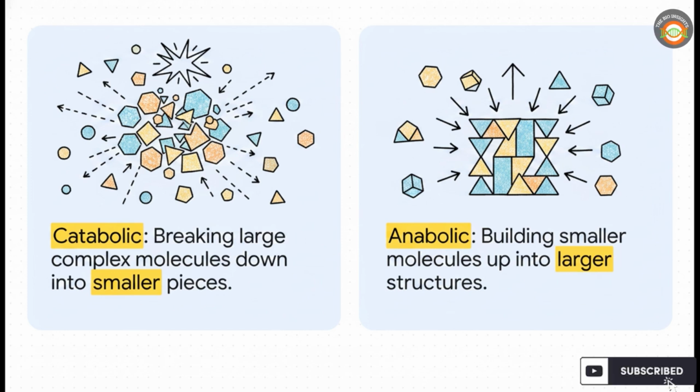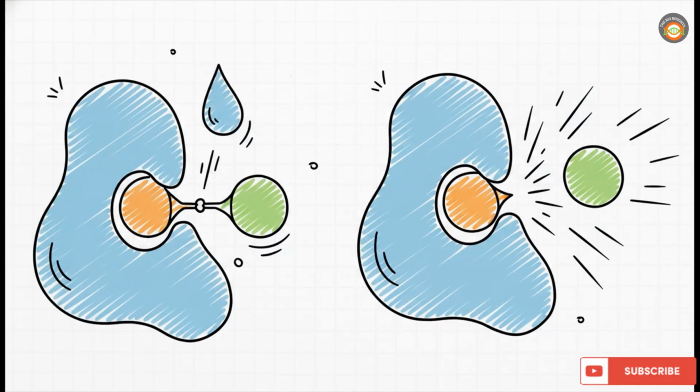These enzymes take small molecules and build them up into larger, more complex structures, like synthesizing new protein to build muscle tissue right inside your cells. Let's look at a real-life catabolic example in action.